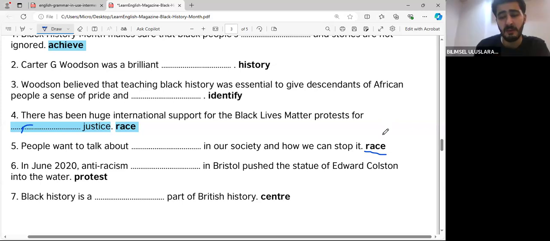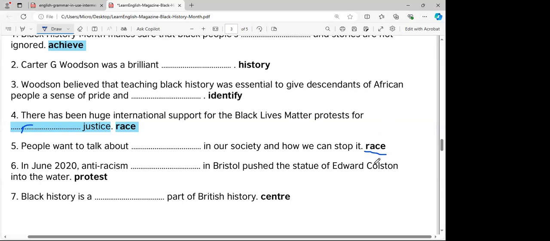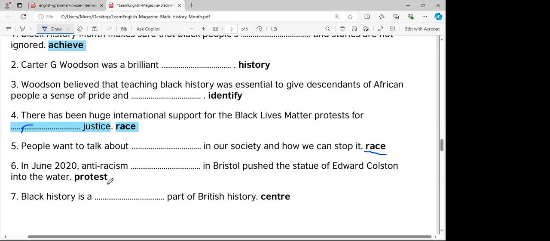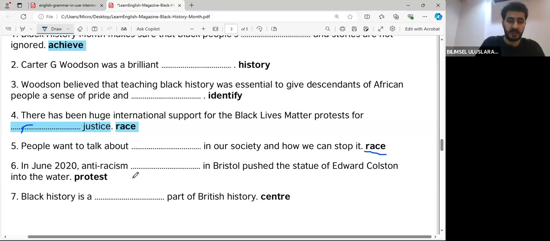Miss Aziza, can you tell me what's the adjective from race? بدك تحكي someone is عنصري. He's racist. Racist. Good job. Bravo. All right. Ms. Rawan, number six. In June 2020, anti-racism protesters in Bristol pushed the statue of Edward Colston into the water. Protesters. Okay. Good job, protesters.